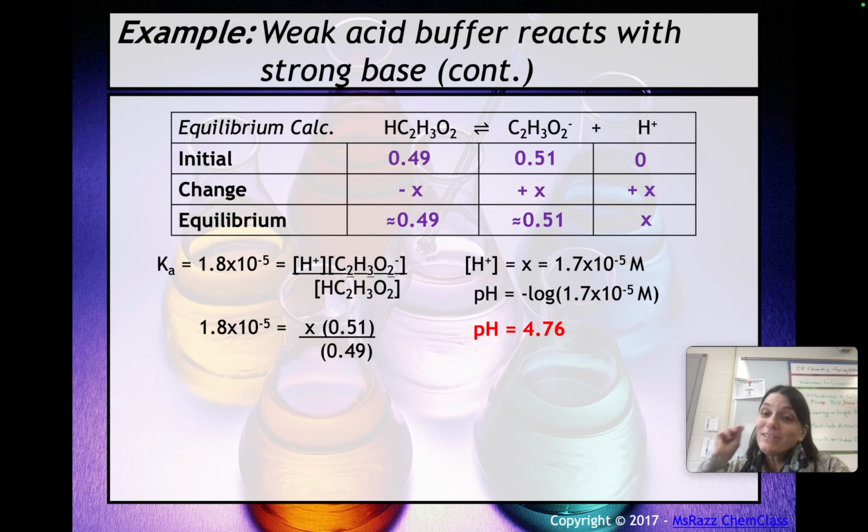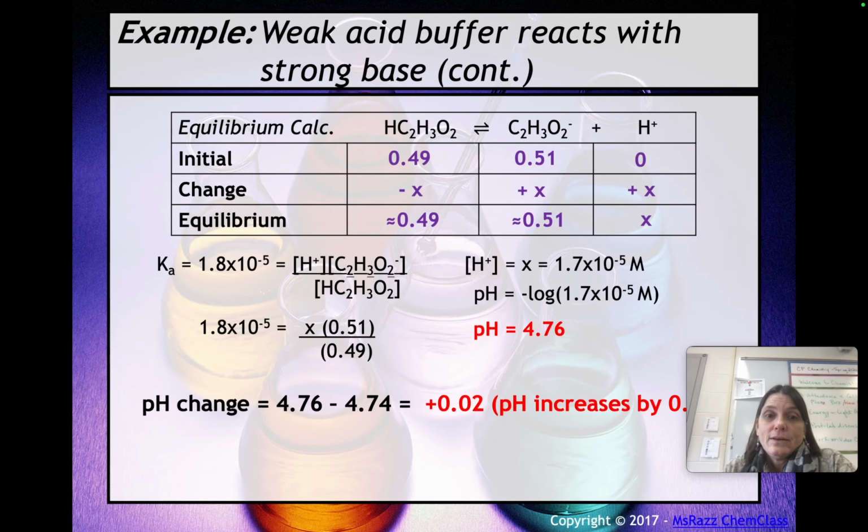Notice that the pH has gone up just a little bit. Not that much. It's become a little bit more basic, which makes sense because we added a strong base to the system. By adding a strong base to a buffer, we are making the pH go up a little, but not dramatically, not like if it was not a buffer. So we've increased the pH by 0.02. Yes, it has gone up a little bit, but not that much.